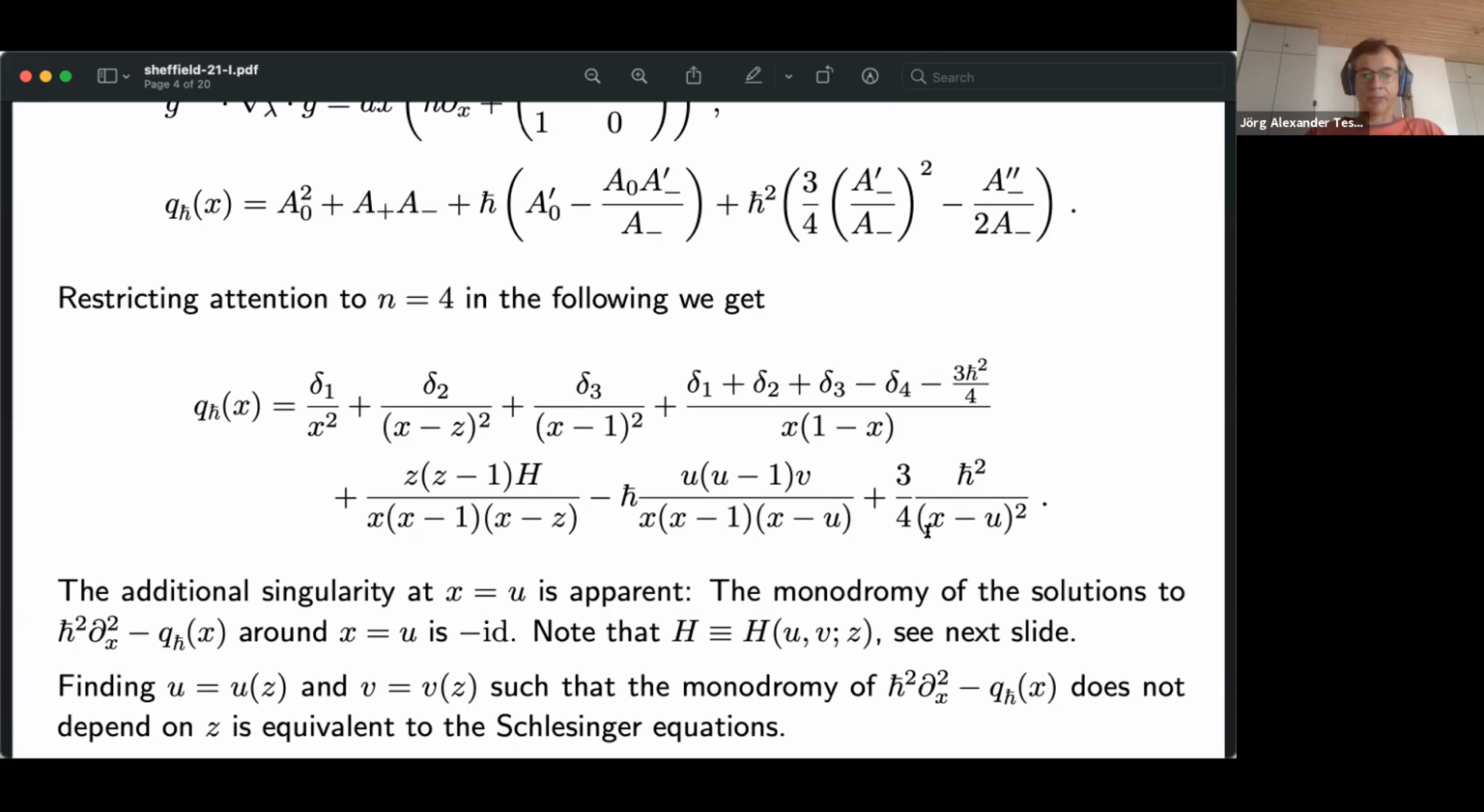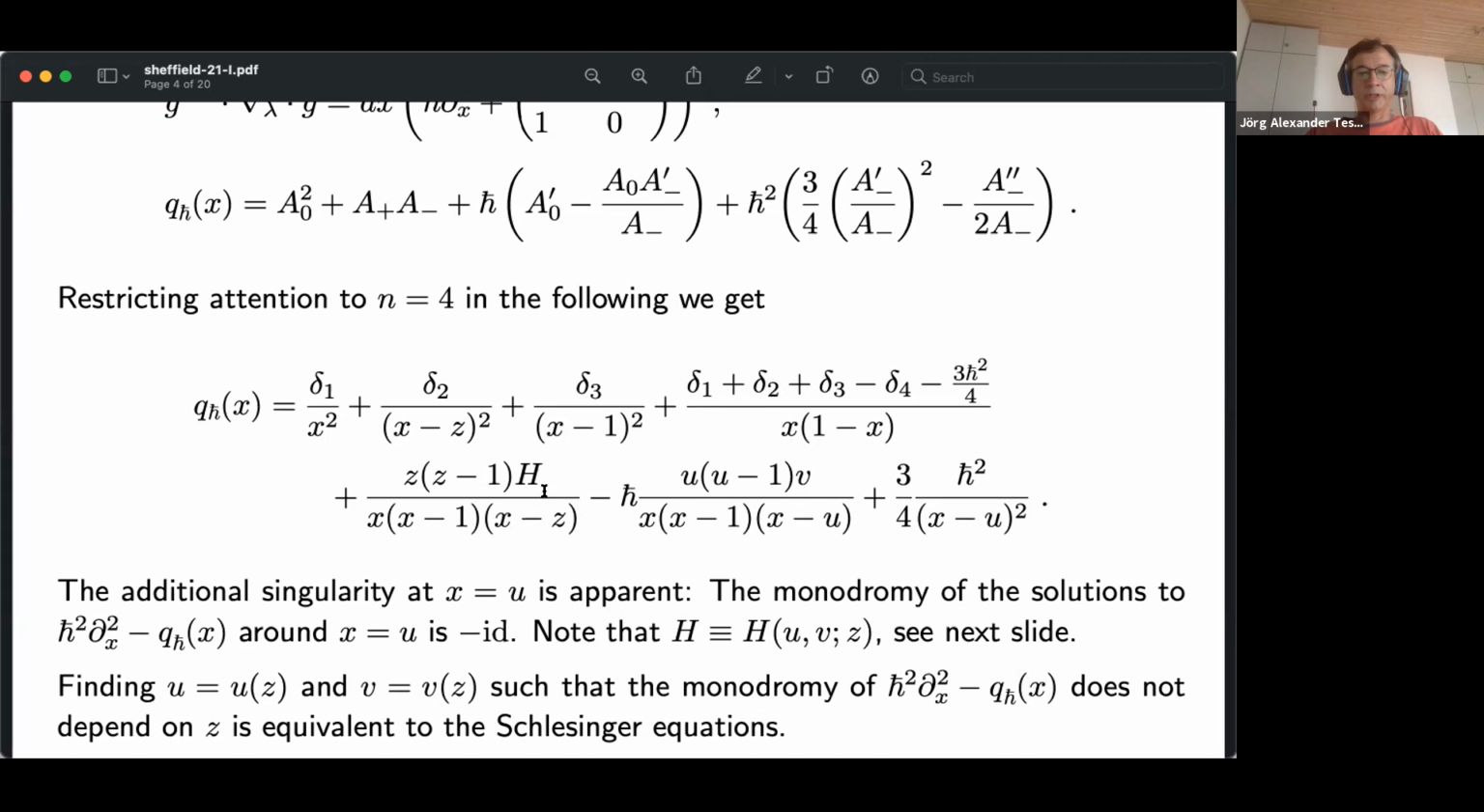There's also a second order pole at U with a very specific coefficient. And the key data here, the key parameters, the dynamical variables, are going to be U and V, because having fixed the deltas, that is what specifies all that is unknown here in the function QH bar, where we use something that you will just have to accept now without a proof.